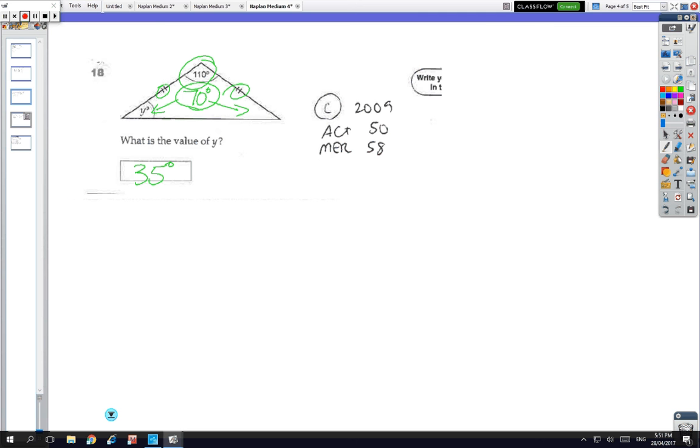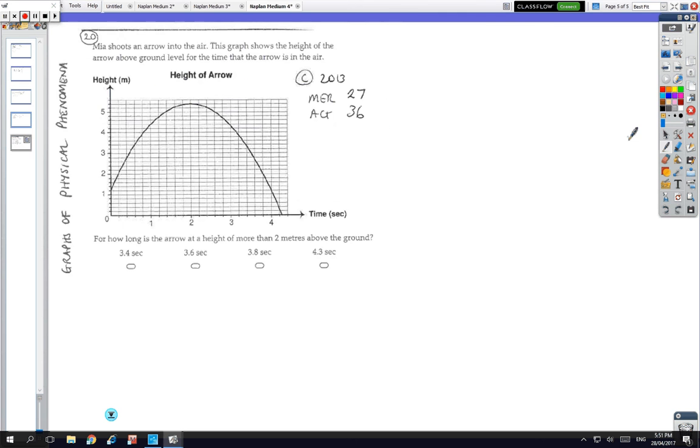Moving on, last question in the block. Again, only about a quarter of the kids got it right at Marucci. We're looking at height and time. How long is the arrow at a height of more than 2 meters? So there's 2 meters, and we have to work out how long it is above 2 meters. Again, hopefully this won't be too hard. Pause, and when you're ready, come back live.